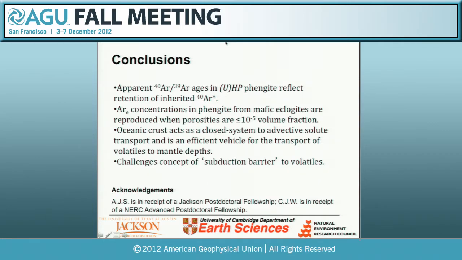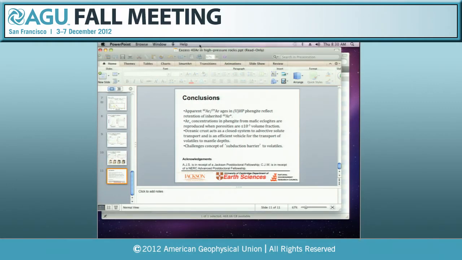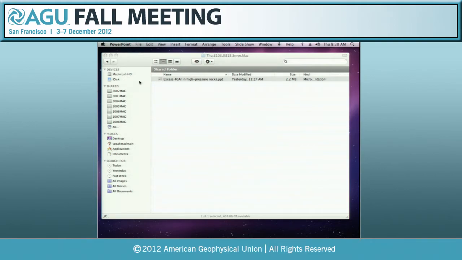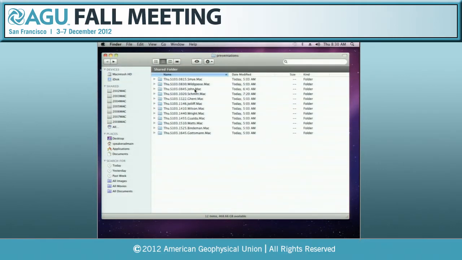Well, Horst sets up the next presentation. I'll announce it as being from Wild Goose and co-workers, Ruska, Vervoort, and Koska, delineating the PT history of blueschist rocks in the Ruby Terrane, Alaska.